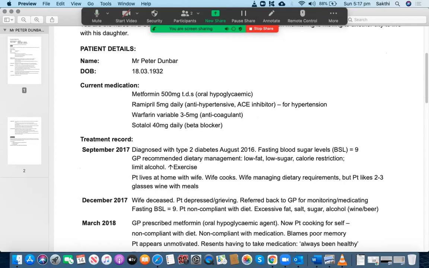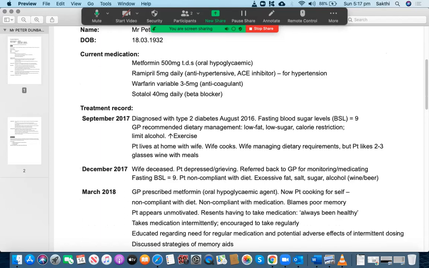18/3/1932. Current medication is metformin 500 mg TDS, oral, hypoglycemic. Ramipril 5 mg daily, antihypertensive, ACE inhibitor for hypertension. Warfarin variable 3 to 5 mg, anticoagulant, and then sotalol 40 mg daily, beta blocker.